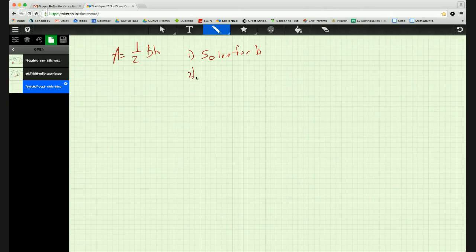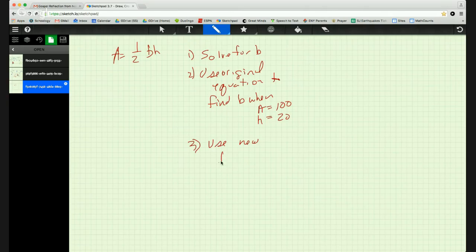And then we want to use the original equation to find B when A equals 100 and H equals 20. And then we want to use our new formula to do the same.